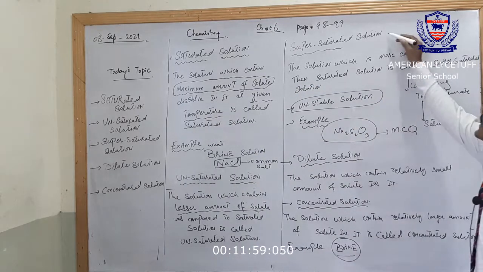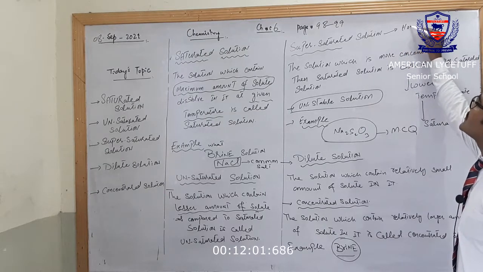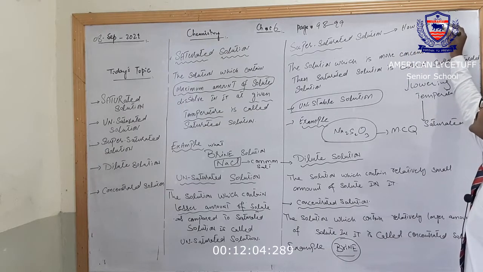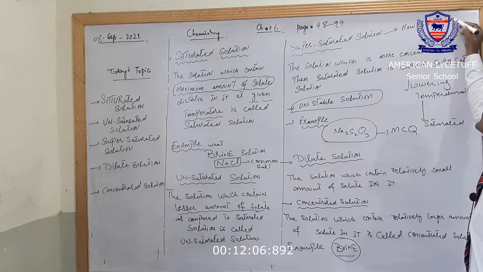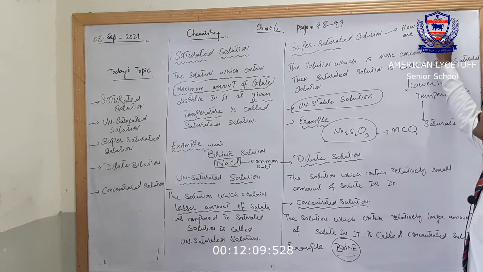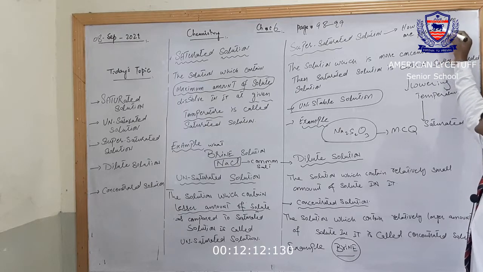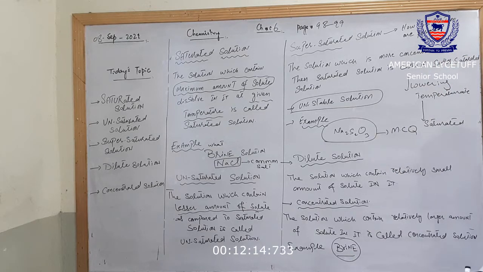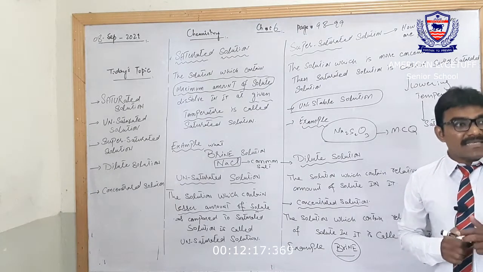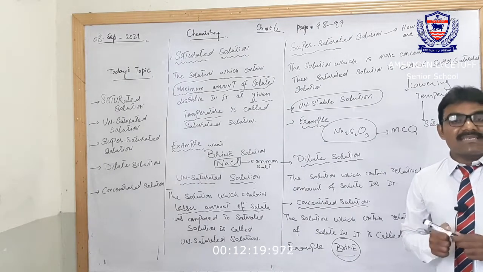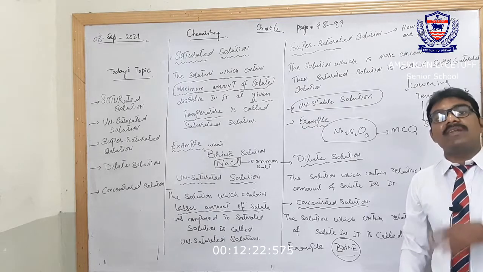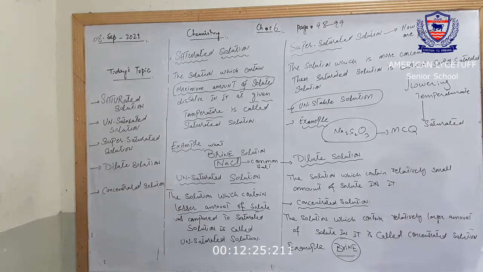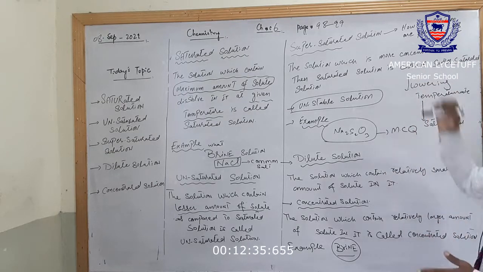And again, another short question: how are supersaturated solutions formed or prepared? The answer to this is by increasing the temperature. If we increase the temperature of the saturated solution, the solubility increases, and that saturated solution turns into a supersaturated solution. Page number 98, the last paragraph, has the answer to this question.